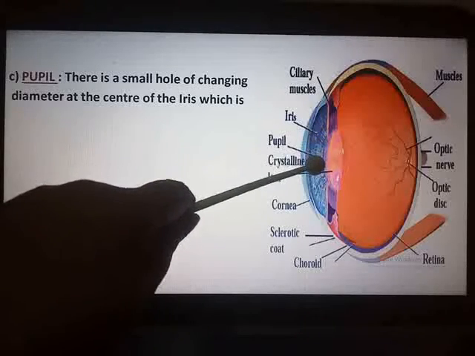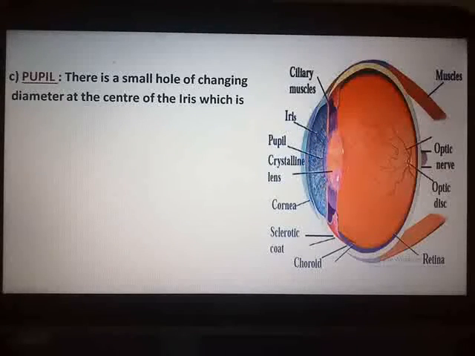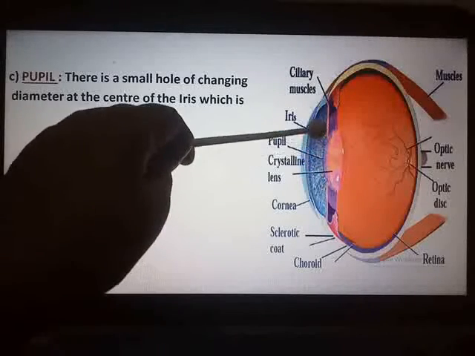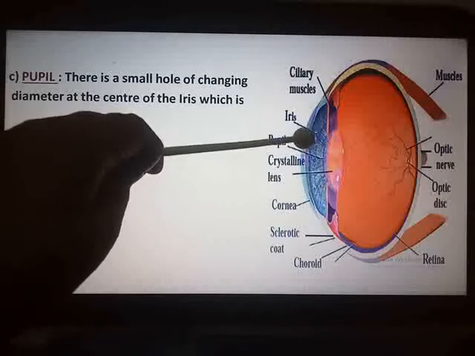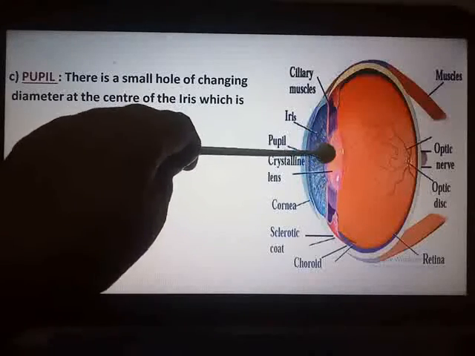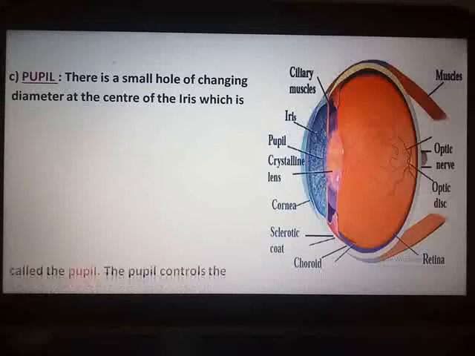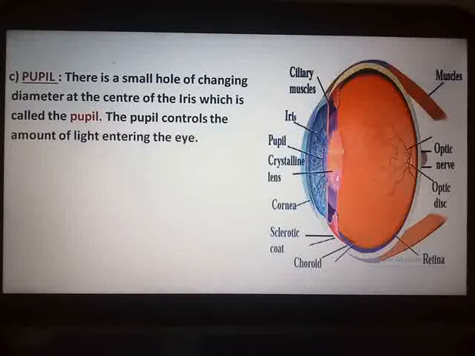Here you can see this is a small hole of changing diameter. You have studied radius and diameter in geometry. It is at the center of the iris. This is the cornea, after the cornea there is the iris, and the center of the iris is known as the pupil, which controls the amount of light entering the eye. So a very important role is played by the pupil. If the light falling on the eye is too bright, the pupil will contract, while if the light is dim, it widens.